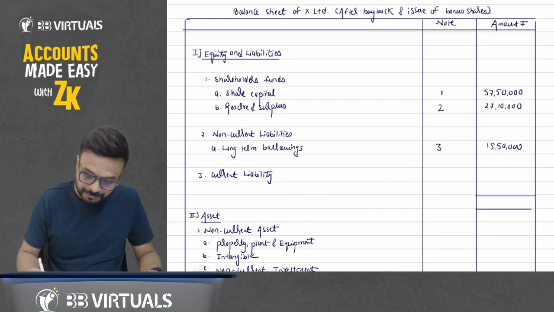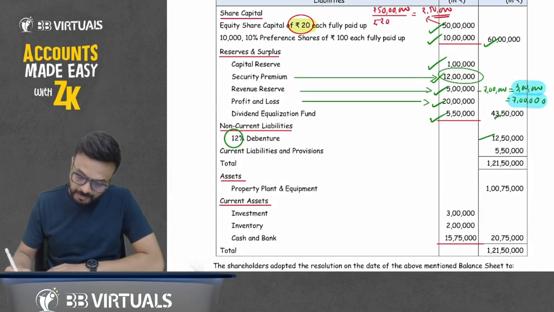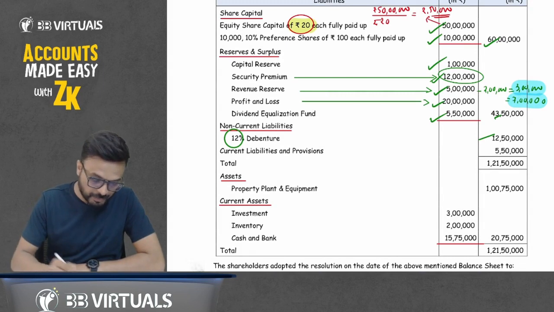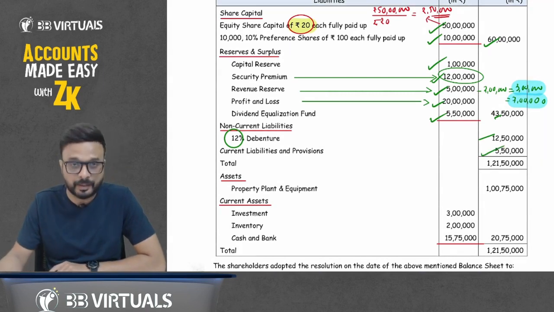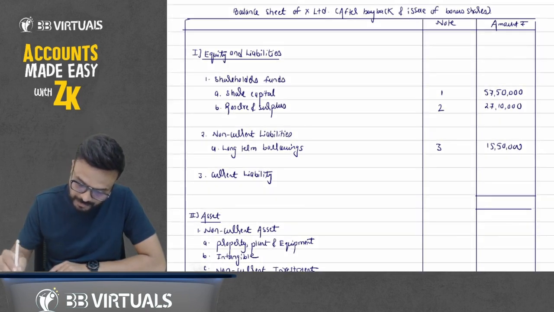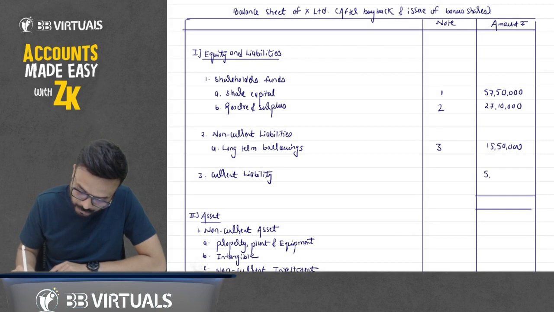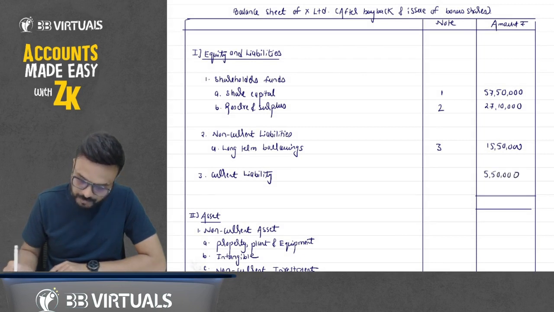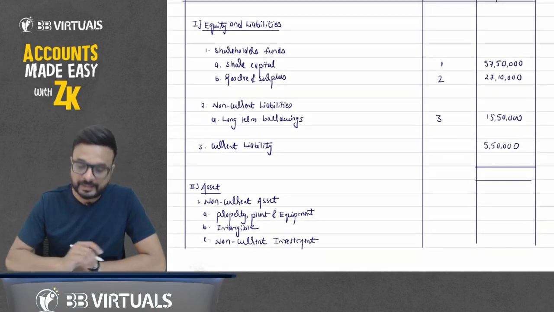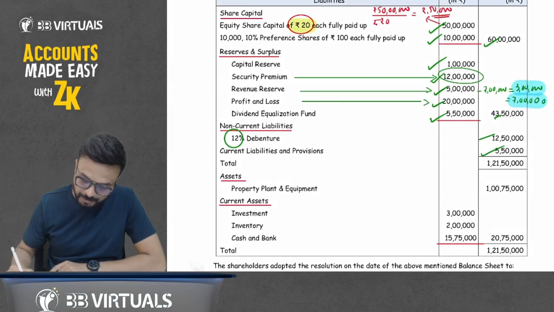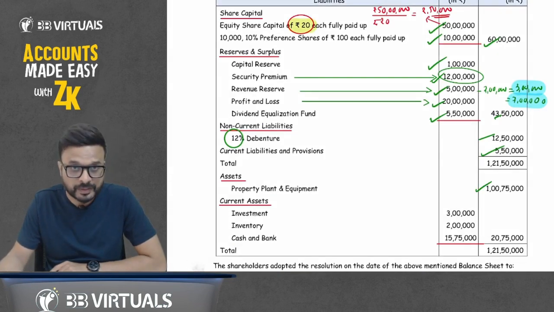Now one by one here. Next item is now this current liability and provision. So there is no change in current liability and provision because we have not done any adjustment to this figure. So write it down as it is, current liability and provision. How much is 5 lakh 50,000? Okay.